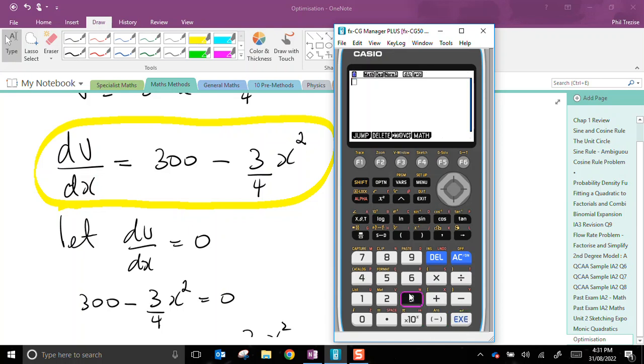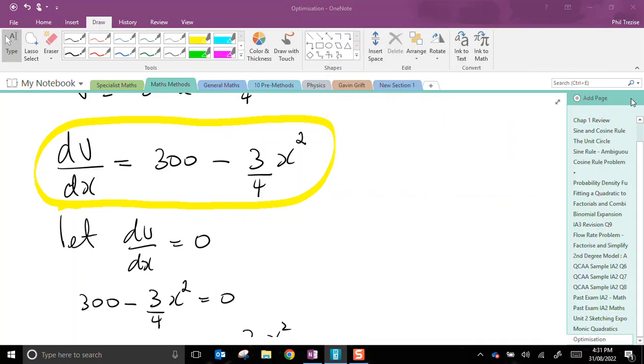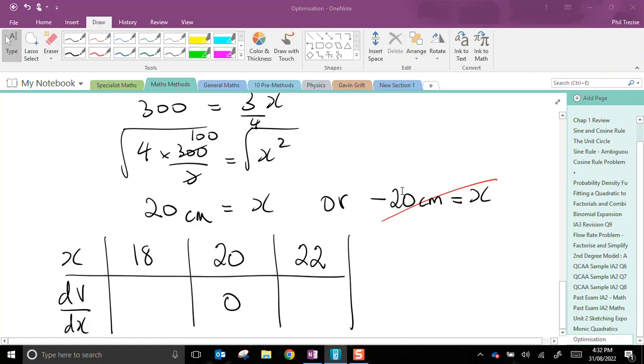Here we go. Let's go 300 minus 3/4 by 18 squared. It's 57, but most importantly, it's a positive 57. Now let's do this again when x was 22. It's a negative 63. So I've now got that at this point I had a gradient of positive 57, and at this point it was negative 63.